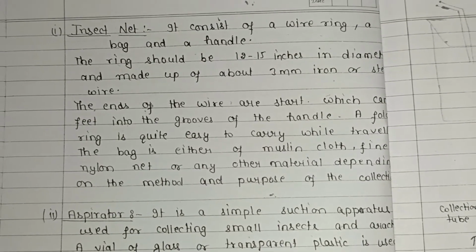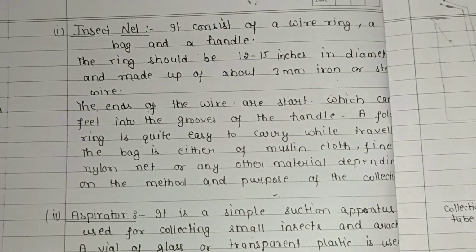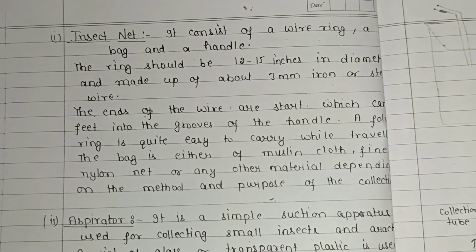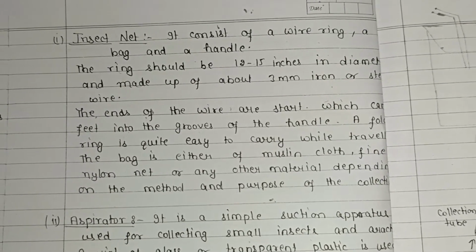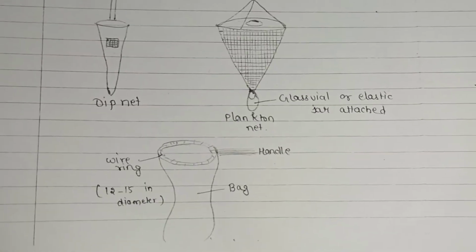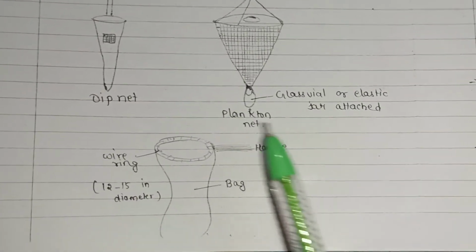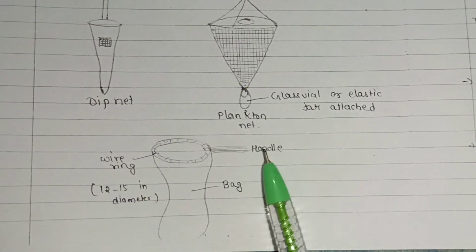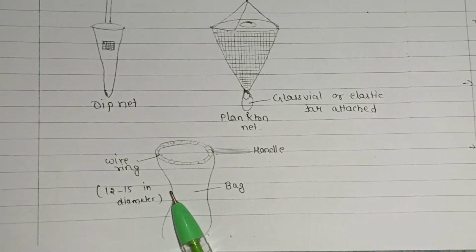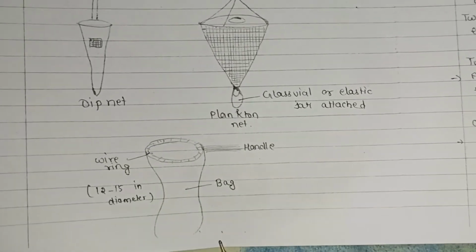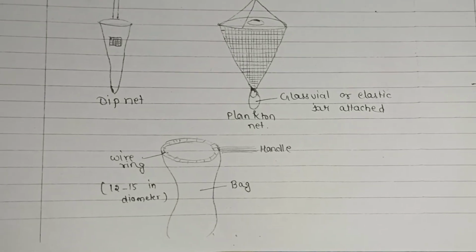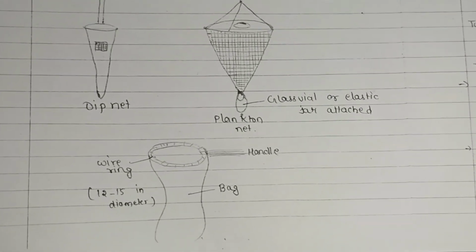So the bag is either of muslin cloth, fine nylon net or any other material depending on the method and the purpose of the collection. So this is the diagram of insect net. That is the handle that is made up of iron or steel, the wiring that is 12 to 15 in diameter, and that is the bag that is made up of whether muslin or other nylon net.